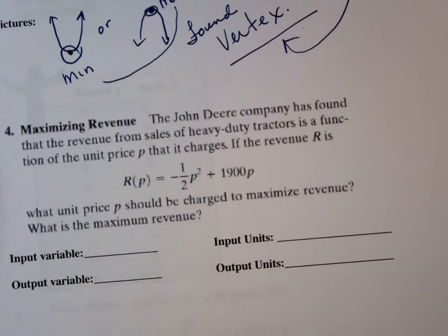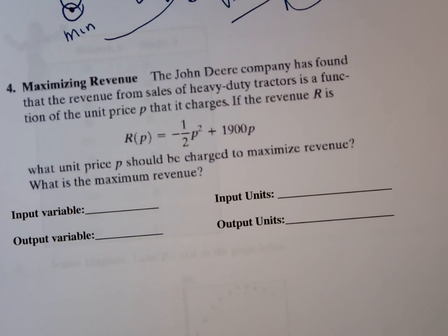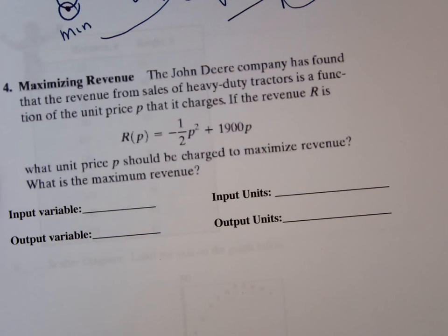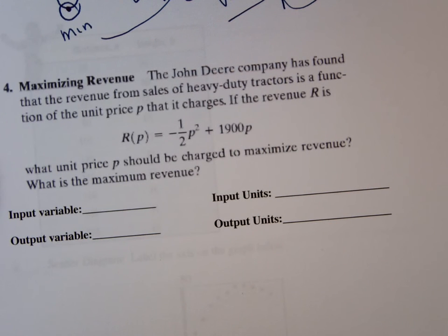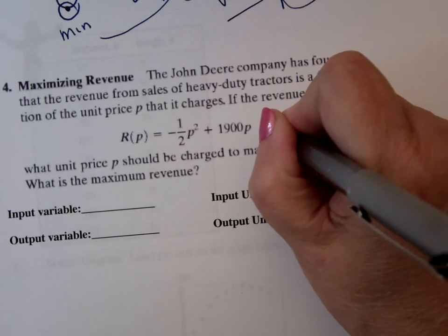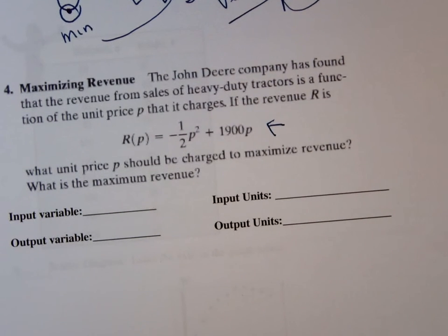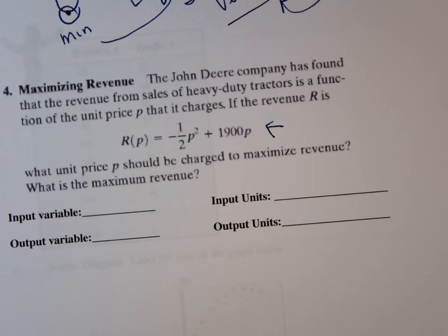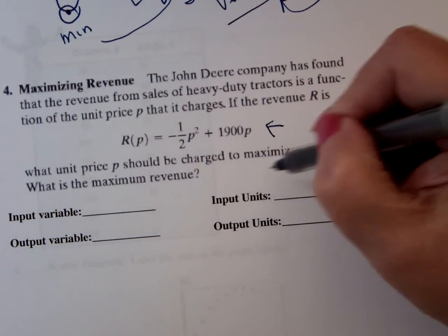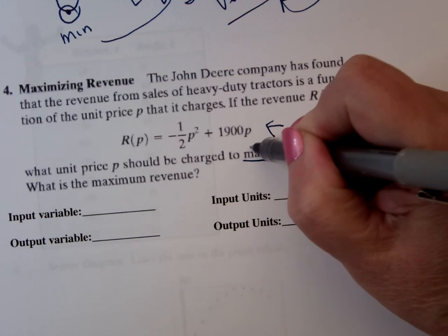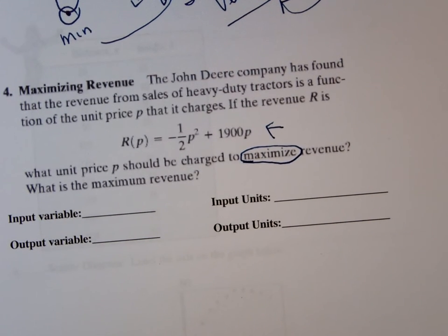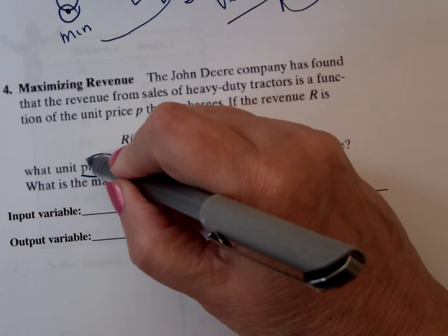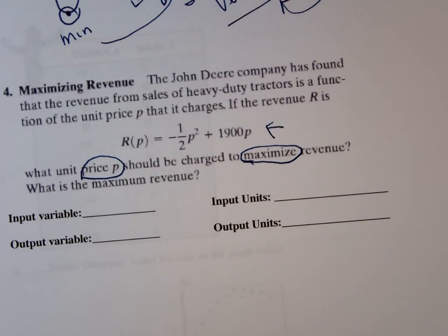So, maximizing revenue. A John Deere company has found that the revenue from the sales of heavy-duty tractors is a function of the unit price that it charges. If the revenue is, and then we say, yippee, hallelujah, they gave me the formula. And it says, what unit price should be charged to maximize revenue? What unit price must be charged to maximize revenue?